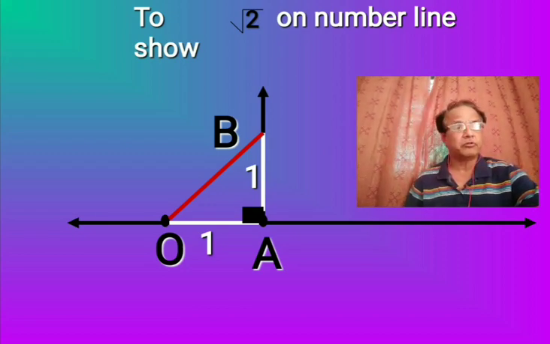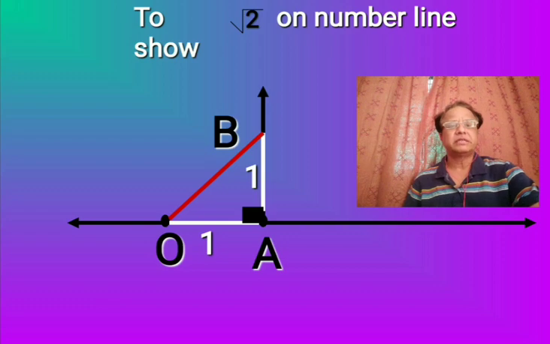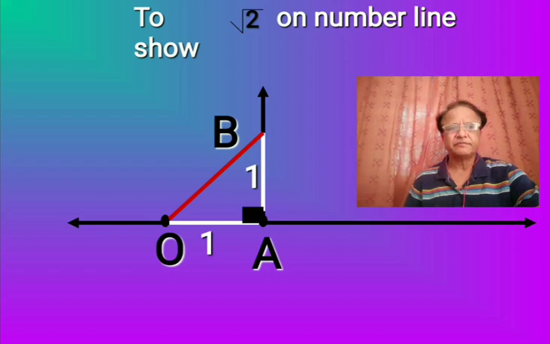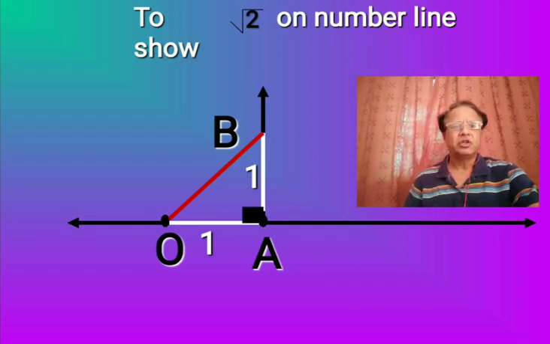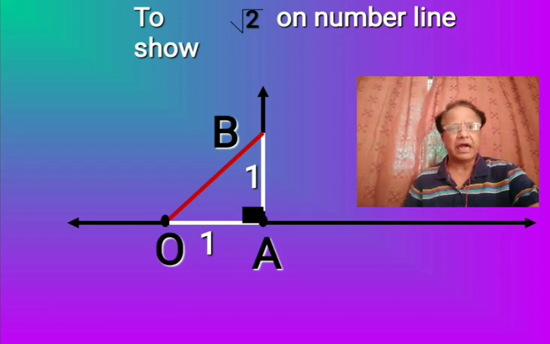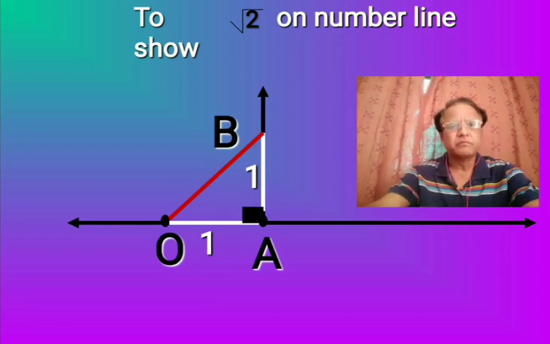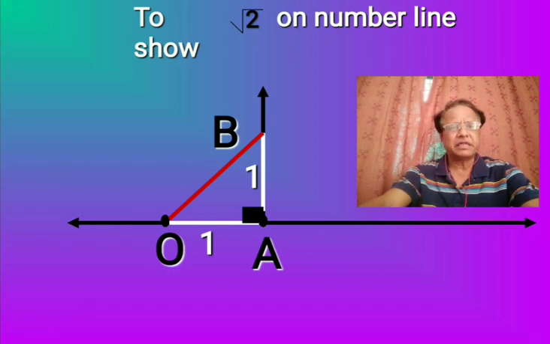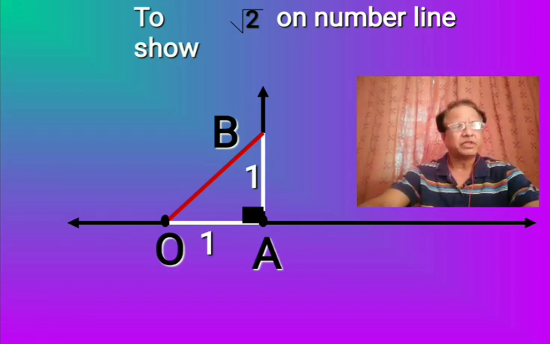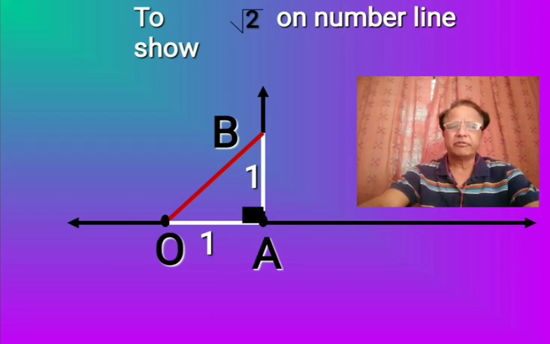Now if we want to find the hypotenuse of this right angle triangle by using the formula that we learned in the 8th standard, we will get OB is equal to root 2. And for that you have to do some calculation in your notebook. By applying the Pythagoras theorem, OB square is equal to OA square plus AB square. After keeping the values, 1 square plus 1 square, you will get OB square is equal to 2. So OB is equal to root 2.